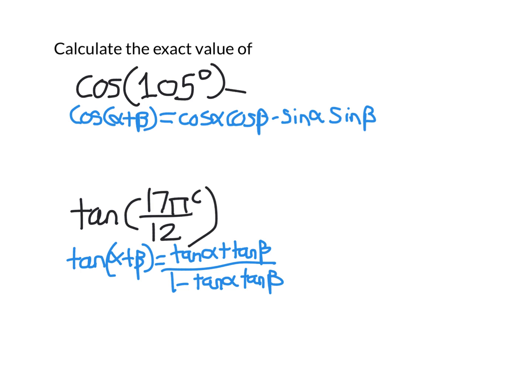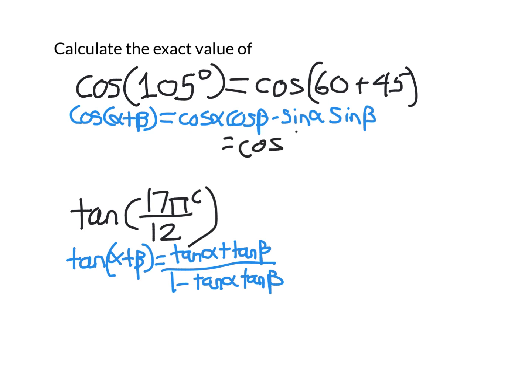Well, what we want to do is write this as the sum or difference of angles whose exact values we already know. So we know the exact values of sine and cos of 60 and also 45. So we're going to write 105 as 60 plus 45. Now using this formula here, the same one that was on the previous slide, that's just going to be cos of the first times cos of the second minus sine of the first, sine of the second.